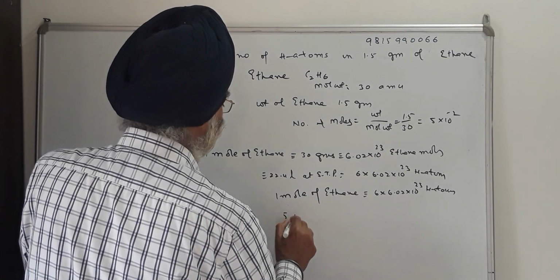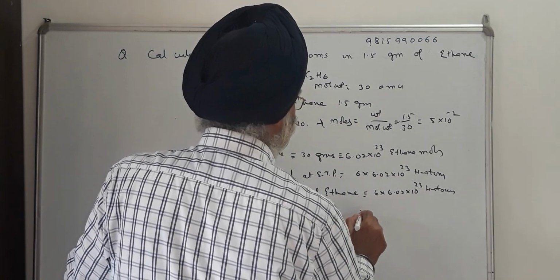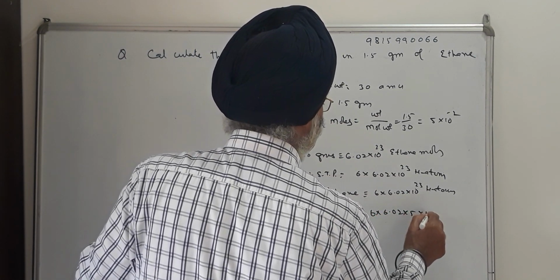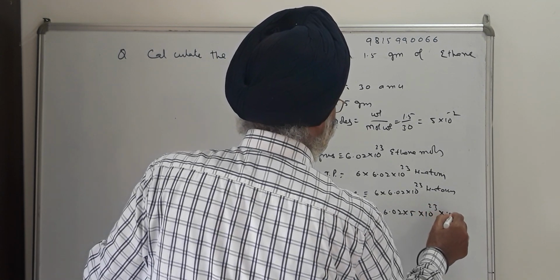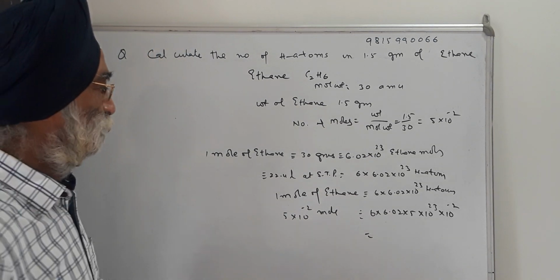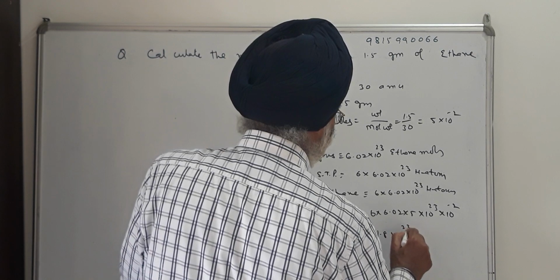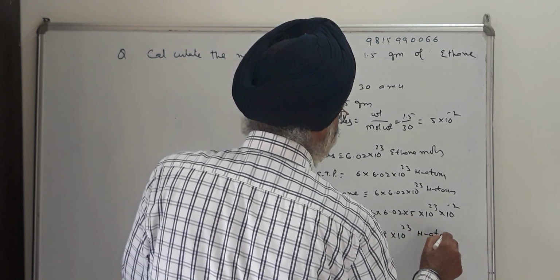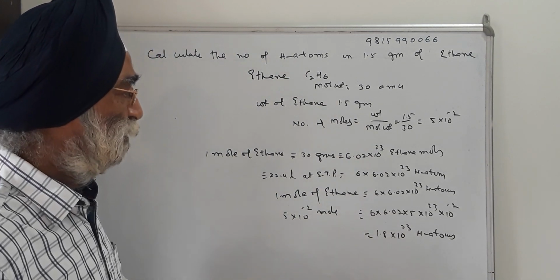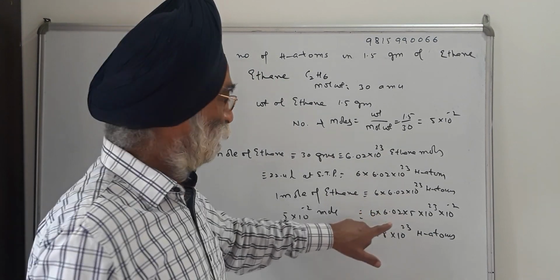So for 5 into 10 raised to the power minus 2 mole, 6 into 6.02 into 5 into 10 raised to the power 23, and 10 raised to the power minus 2. It is 1.8 into 10 raised to the power 23 hydrogen atoms. The solution is complete. Ignore this 0.02.